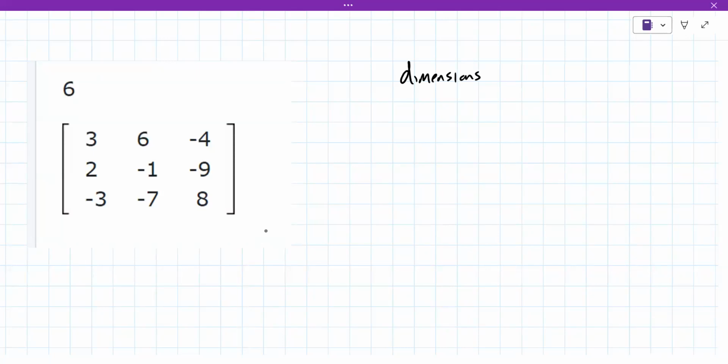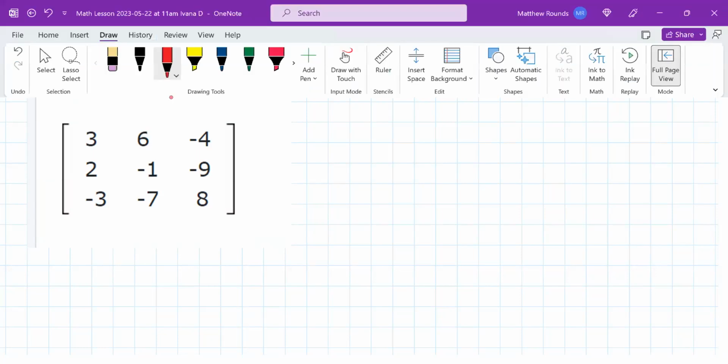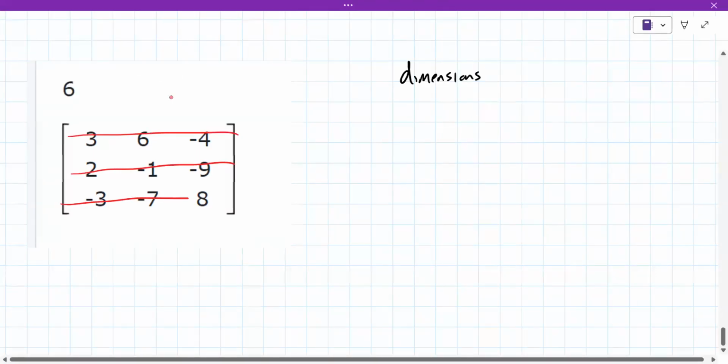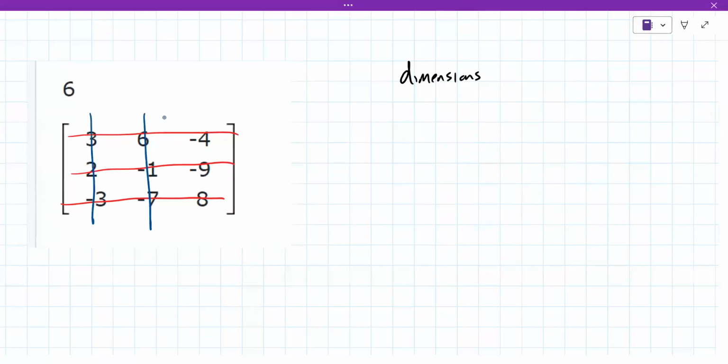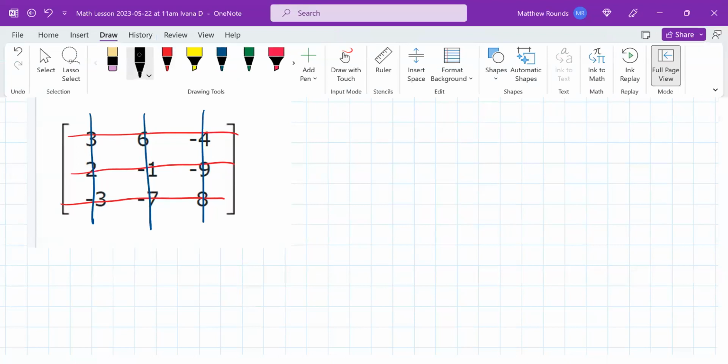Try again. I think I messed up the line, but is it 3 rows and 3 columns? 3 horizontal lines. Notice the lines are going through the numbers, and then vertical 1, 2, and 3. So yes, it is 3 rows.